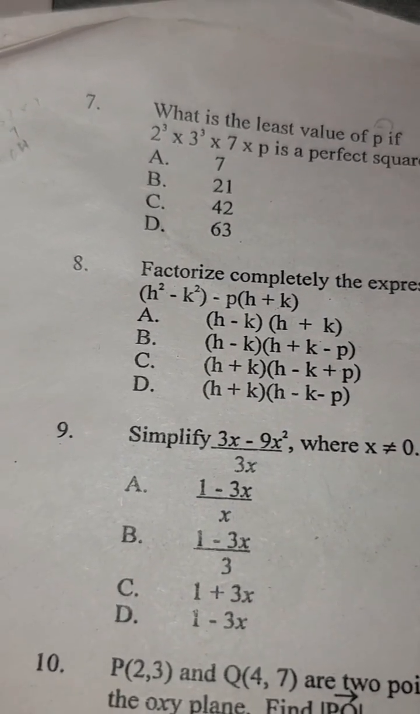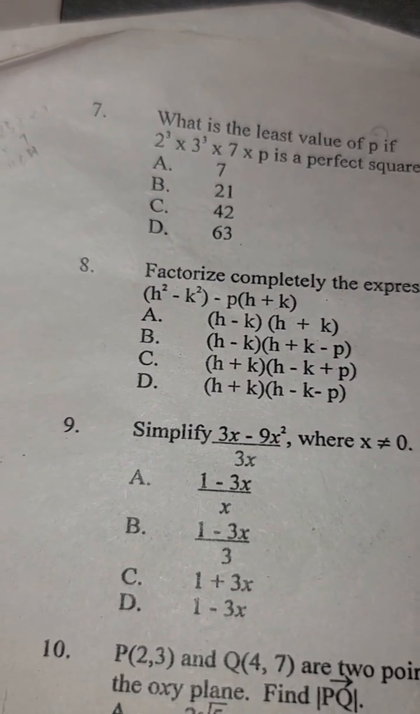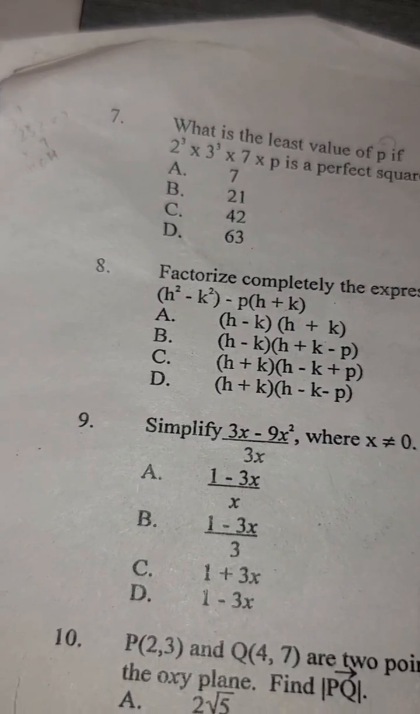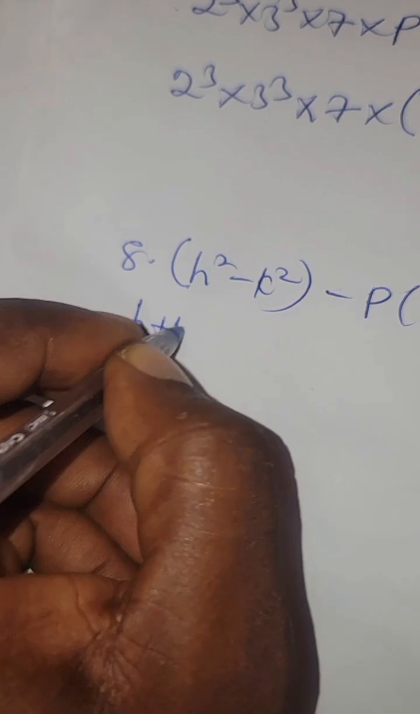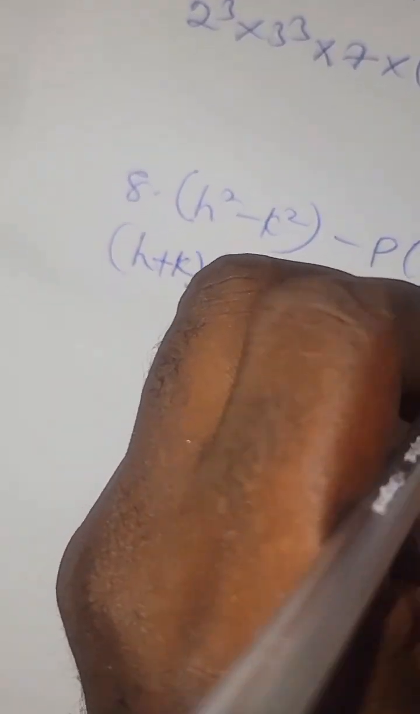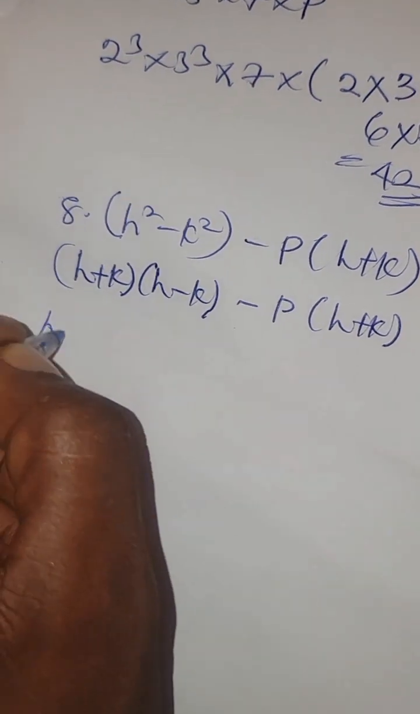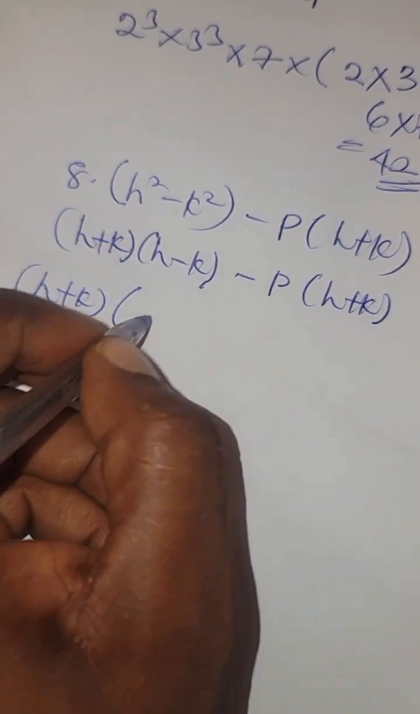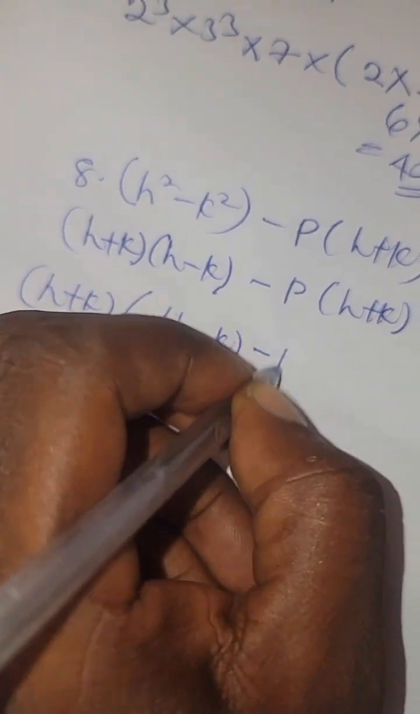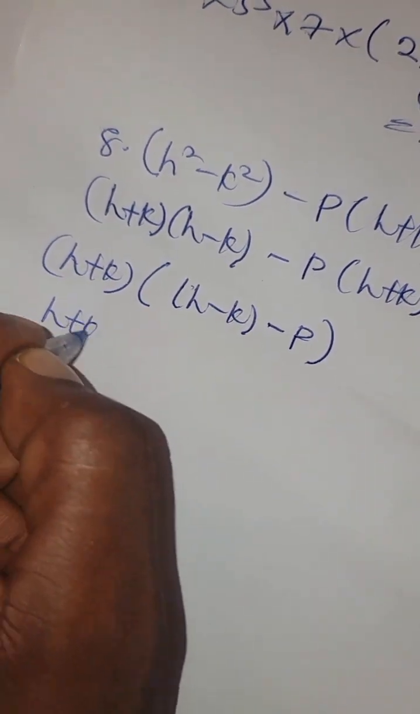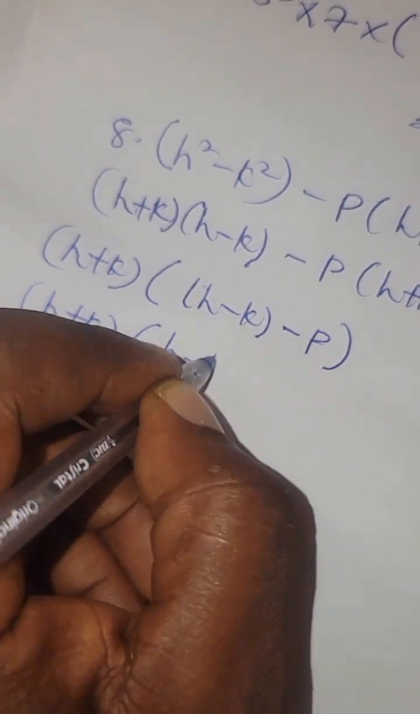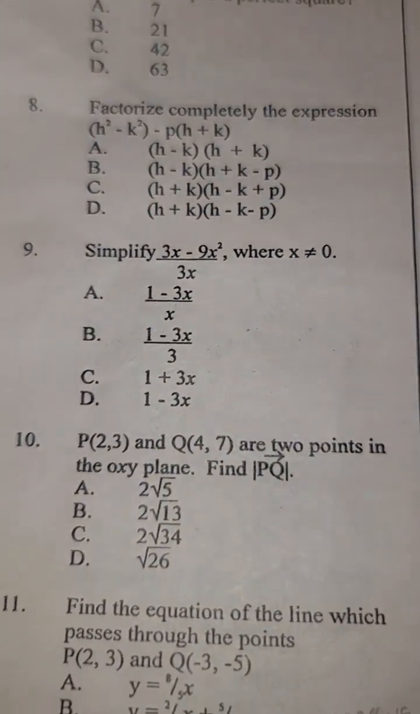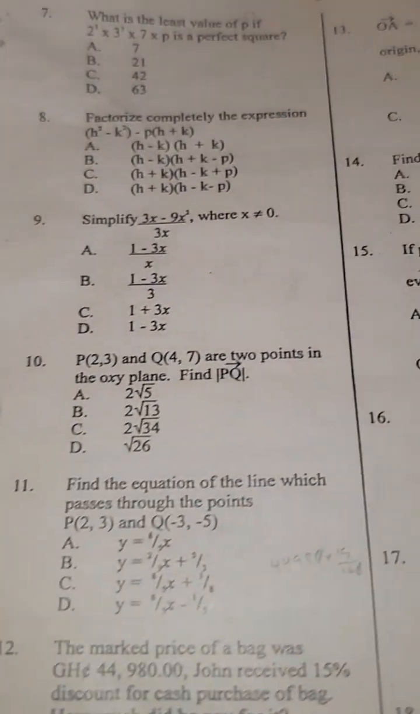Question number 8. H squared minus k squared minus ph plus k. H squared minus k squared is difference of 2 squares, and that will be h plus k, h minus k, minus ph plus k. So now there are two terms with h plus k common. So you have h minus k, minus p. So h plus k, h minus k minus p as your answer. That's option D.